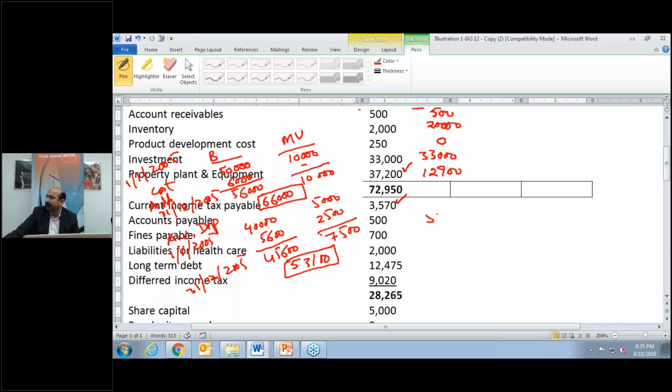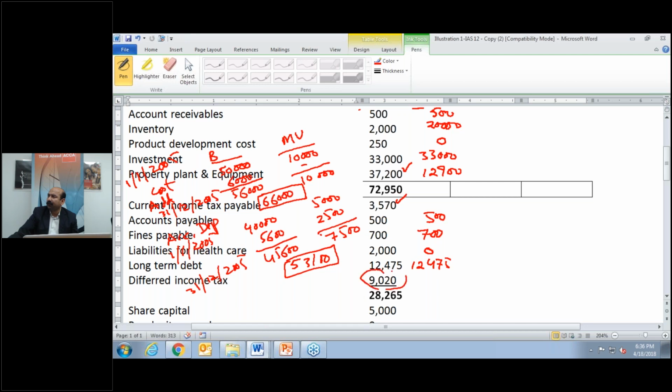For accounts payable, same reasoning, its tax base will be 0, as the related expense is assumed to be allowed by the tax authorities. Fines payable. Fines are not allowed. This is a permanent difference. For a permanent difference, tax base will be equal to its carrying value. And then liabilities for healthcare, it is said that these will be allowed on a cash basis. So something which is allowed on a cash basis, its tax base will be 0. Long-term debt, nothing is mentioned, so this has no tax consequences. Its tax base will be equal to its carrying amount.